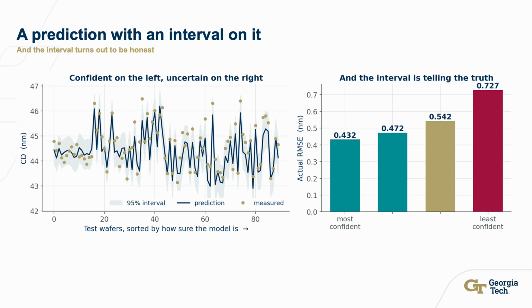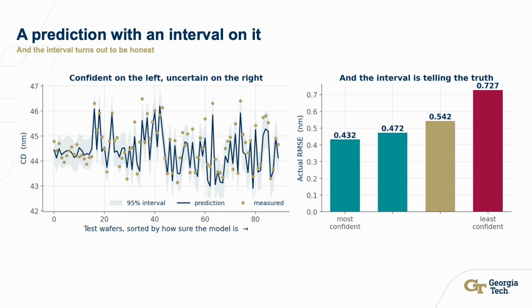The width comes from how far the wafer sits from the training data in the model's own latent space. A wafer whose sensor pattern looks like the things the model has seen gets a narrow interval. A wafer that looks unfamiliar gets a wide one.